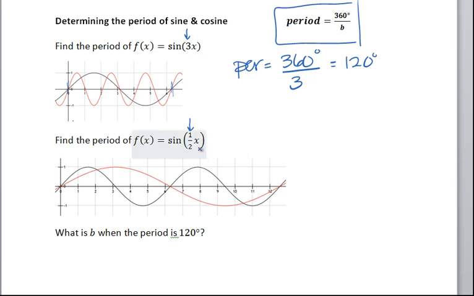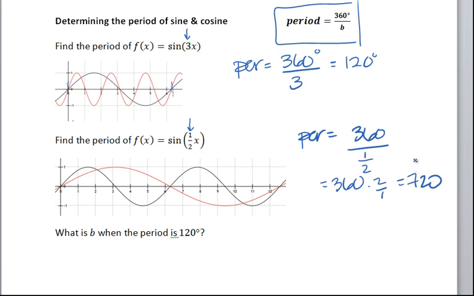Similarly, we have stretched out this one graph down here, f of x equals sine of 1/2 x, right? It's taking twice as long for our red graph to complete one cycle. So we need to figure out what the period is here. We know the period is equal to 360 over 1/2, which is 360 times 2 over 1, which is 720. And that makes sense, right? Because this 1/2 says we're moving half as fast, it's taking us twice as long to complete one cycle of sine, and twice as long as 360 is 720.